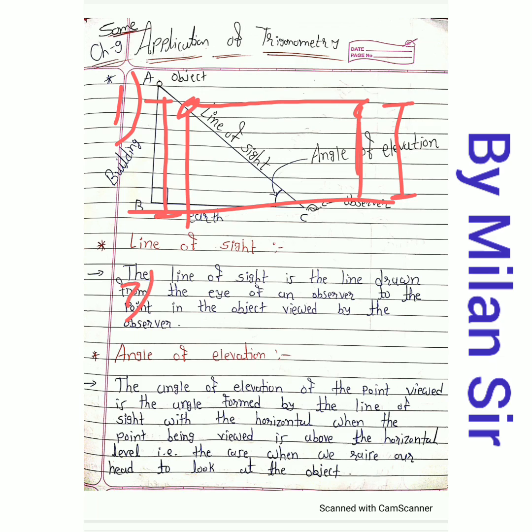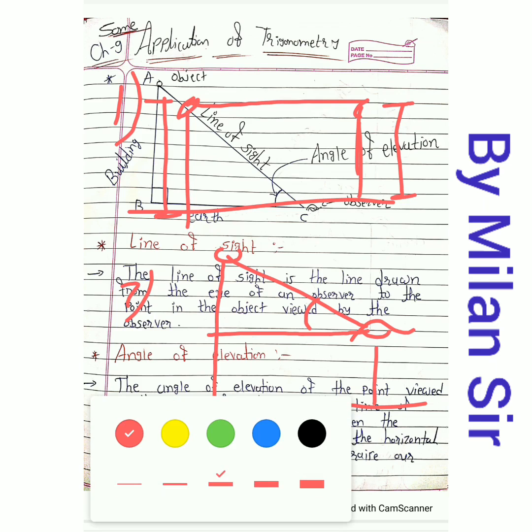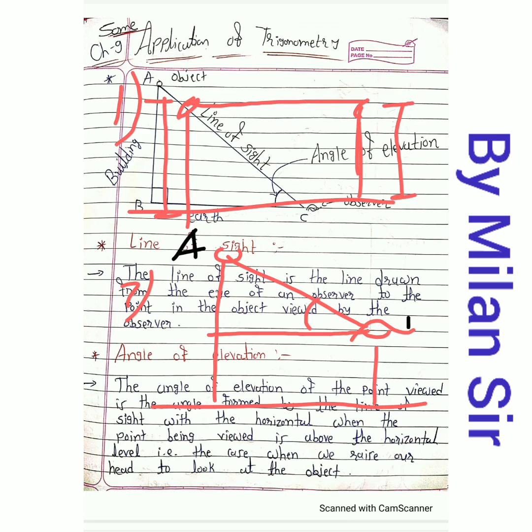Second case, the height of the object is greater than the height of the observer. Here the observer and here the object. In this situation, the angles created between the horizontal and the line of sight. Again, line of sight: if I name it AB, then AB is the line of sight, the line between observer and object. So this line AB makes whatever angle with the horizontal, it's called the angle of elevation.